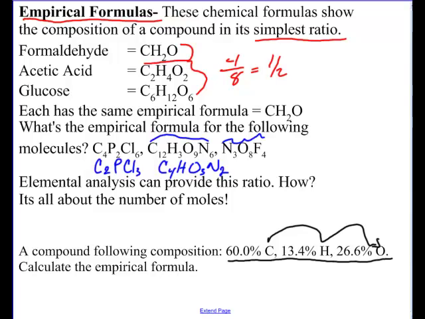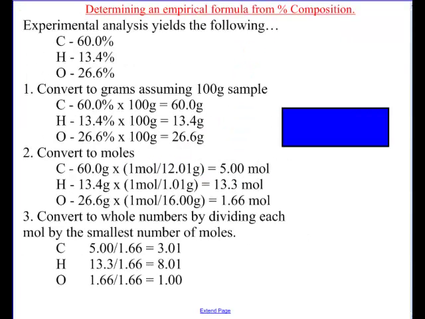So let's look at the next page. And this looks like a lot, but let me just go through it, and you'll find that you can already do a lot of this. Well, the first thing is, as was just stated, this is what our analysis shows right here. And so the first thing we're going to do is pretend we have a 100-gram sample. So if I have a 100-gram sample and 60% of it's carbon, well then that means 60 grams would be carbon. If 13.4% is hydrogen, then 13.4 grams. So that's the first step. Just change your percent sign right here to grams.